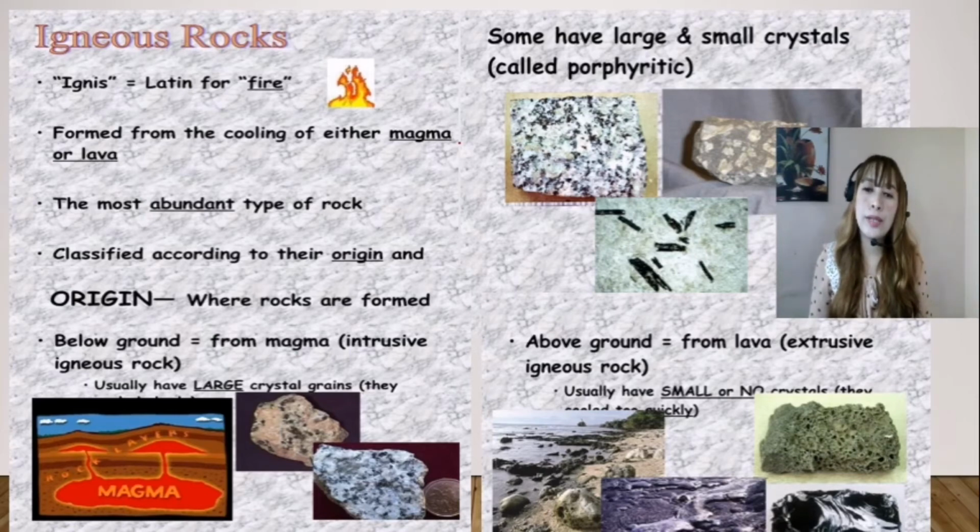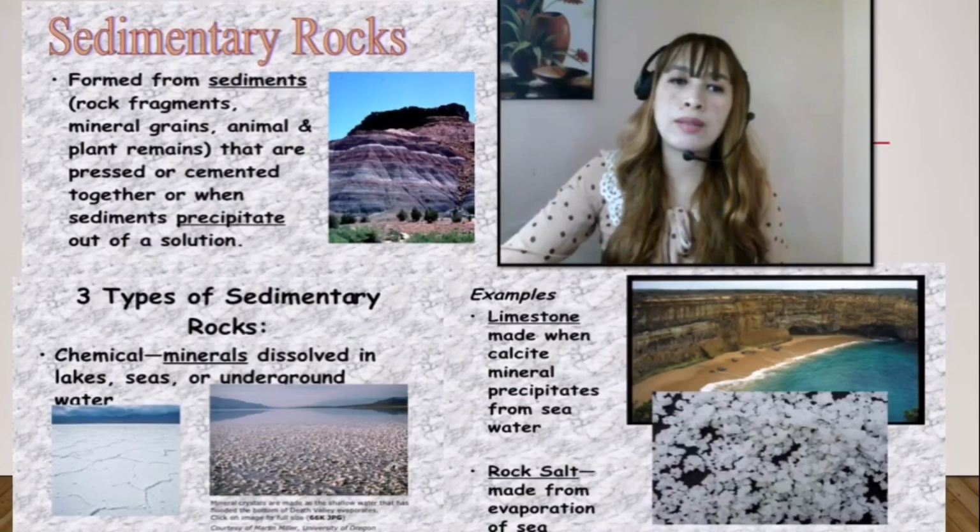The next one is extrusive. From the term itself, they are formed above the ground. It is formed when the lava is exposed to the air and it hardens, forming an extrusive rock. Usually they have small or no crystals at all because they harden so quickly when exposed to the air. So they form only small crystals and sometimes no crystals.